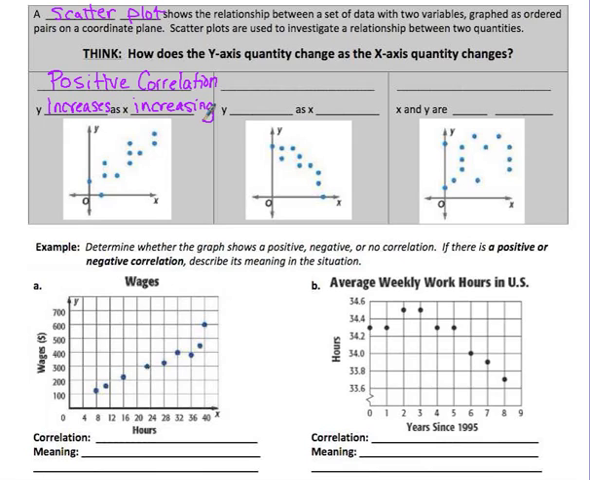So if we look at the next example, as we're looking, it's going down. So as x increases, y decreases. And this looks like a what kind of slope? That's what helps us. It is a negative correlation, is what we call that.